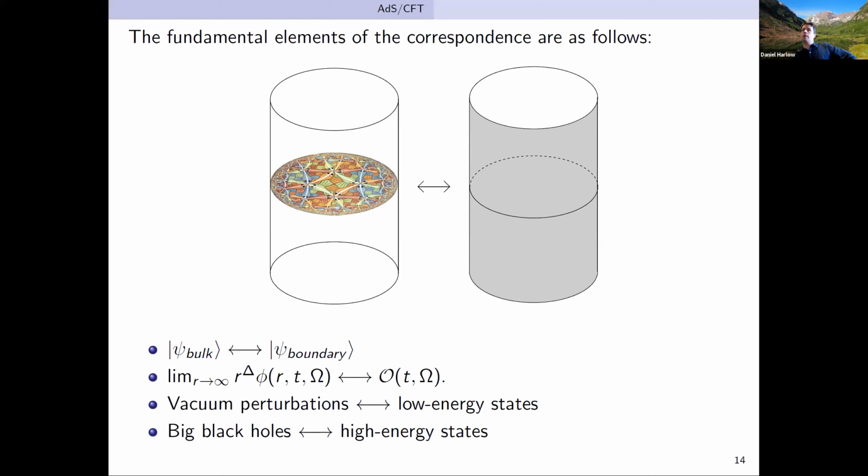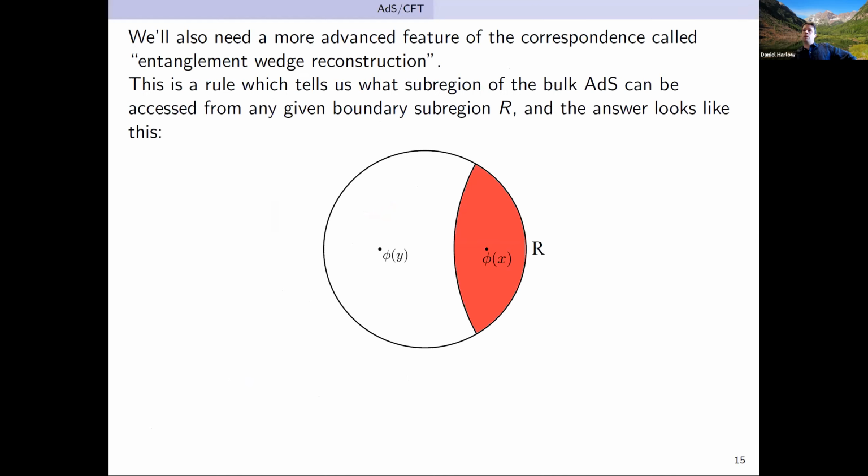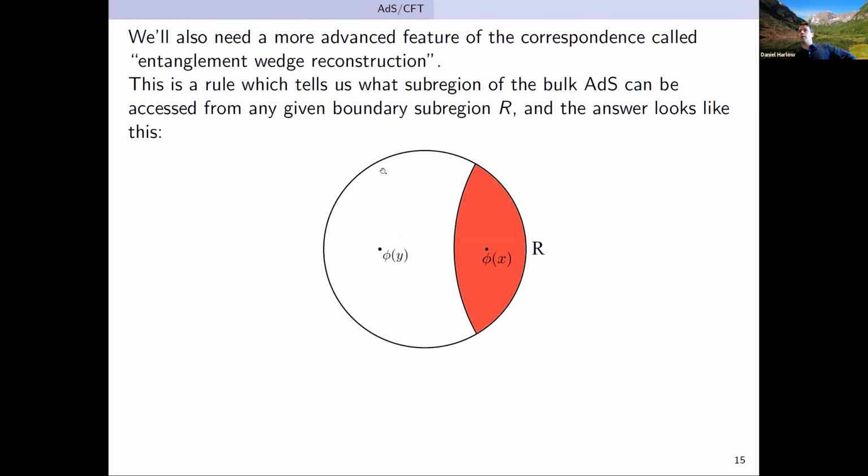Let me continue then. So I need one more, sort of more advanced, feature of the correspondence, which is something called entanglement wedge reconstruction. So entanglement wedge reconstruction is a rule that tells us, if we have a subregion of the boundary CFT that we'll call capital R, what subregion of the bulk we can learn about. Okay, and here's what the answer looks like. So this disk here is the same as the Escher disk in the previous slide. Okay, it's a spatial slice of the bulk. I just didn't draw the fish this time. I don't know, either because I was lazy or because I thought it would make the picture busy, probably a combination of the two effects.